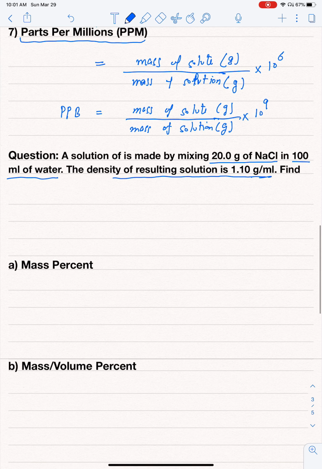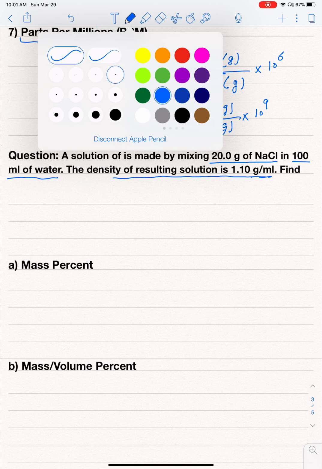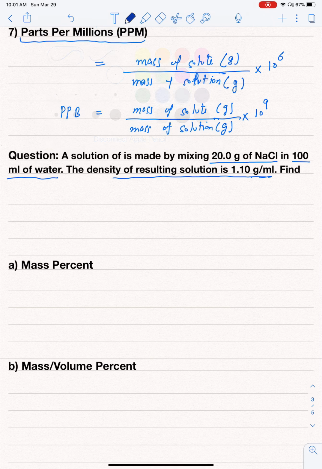Before we come down to find the mass percent, let me go back and identify what the solute is, what the solvent is, and what the mass is going to be for the solution. So this NaCl is going to be your solute because it's 20 grams present, and we have 100 milliliters of water, so that's going to be your solvent. So this is my solute, and 100 milliliters of water is my solvent.